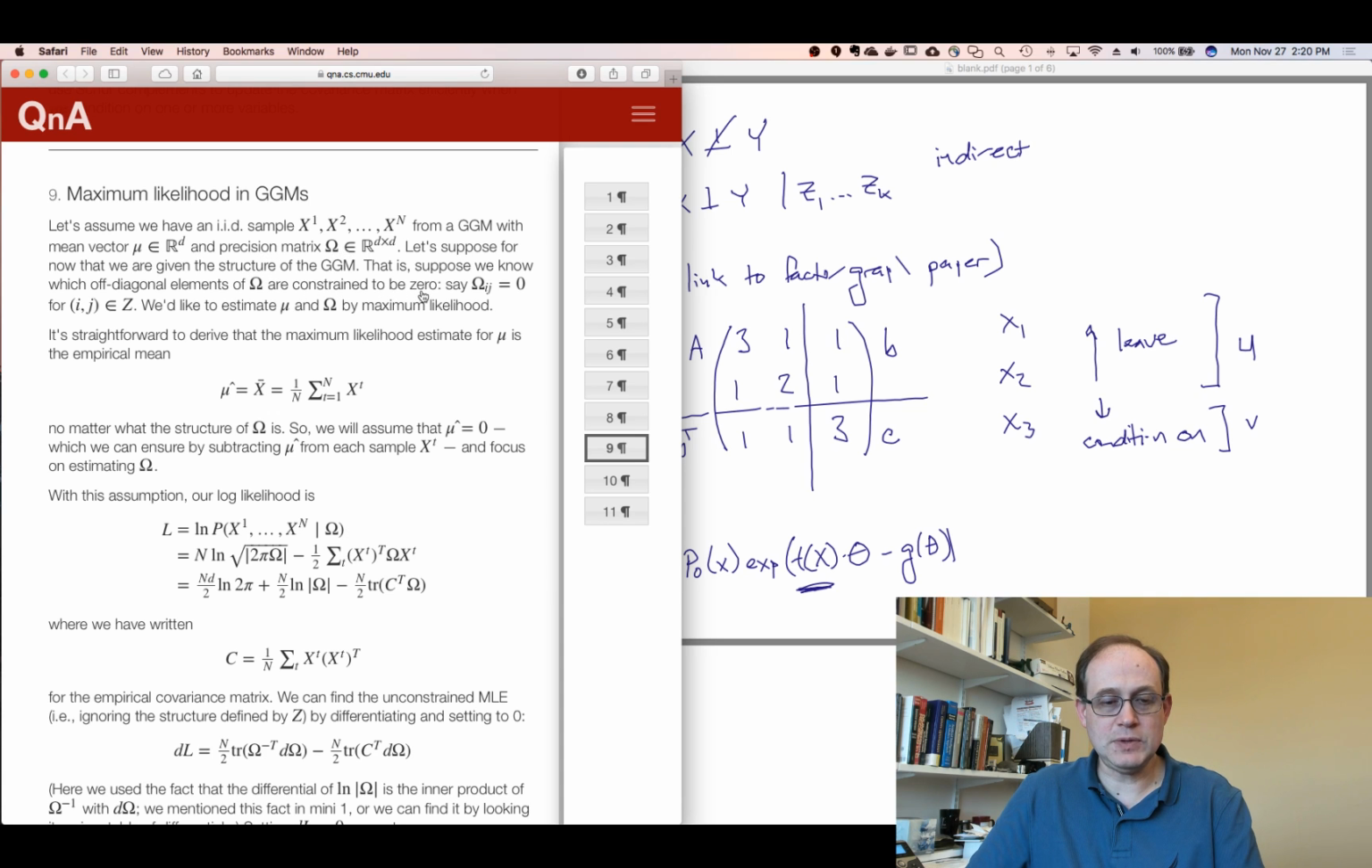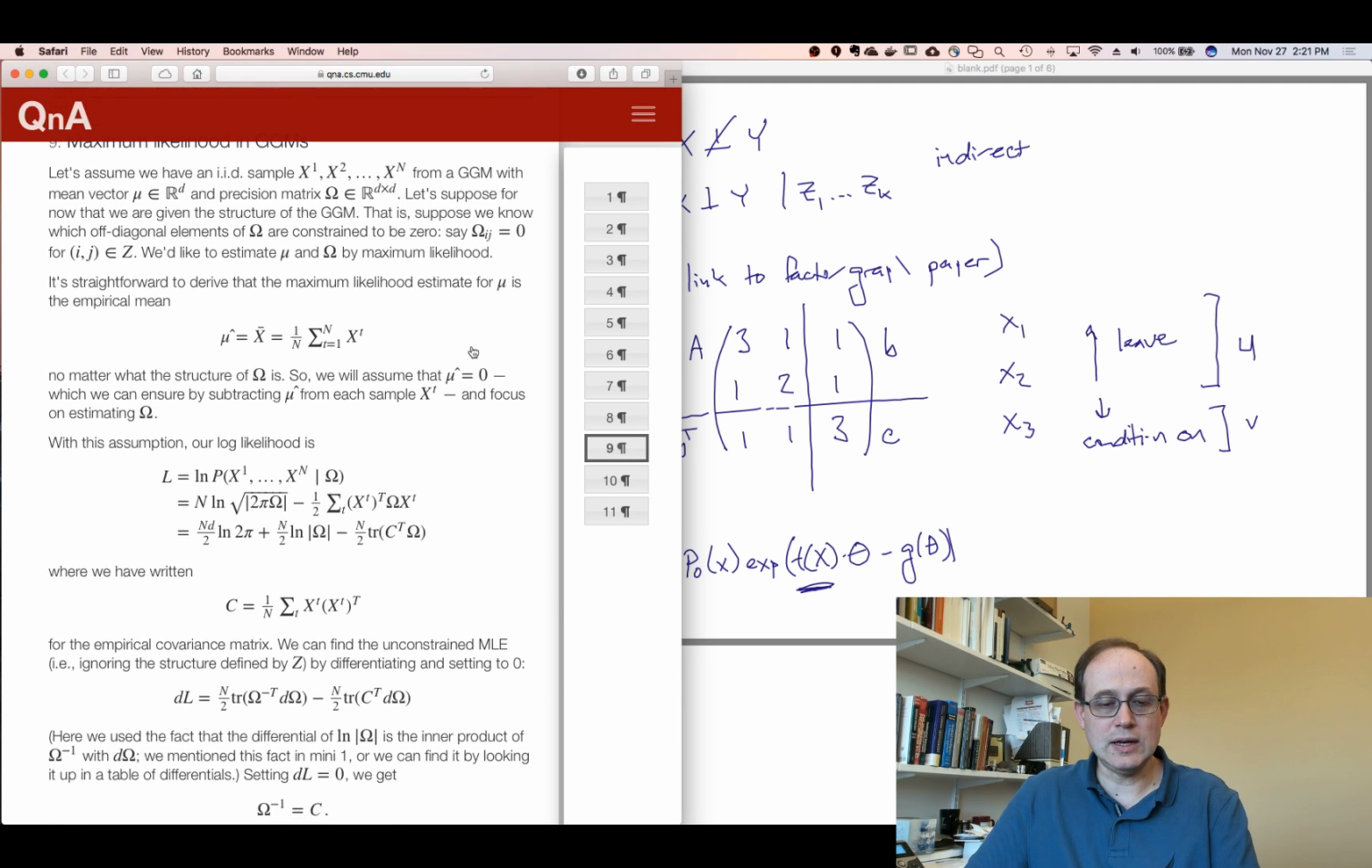So in particular, let's say first that we know the structure of the graphical model, meaning we know which edges are present in our precision matrix, or equivalently, which edges are present in our graph, or equivalently, which non-zeros are present in our precision matrix. We'd like to maximize the likelihood of a sample, right? So we have a sample from our Gaussian graphical model that's capital N different vectors x, each of which has a bunch of components, one component per dimension of our graphical model. And we would like to find the maximum likelihood mean vector and the maximum likelihood precision matrix.